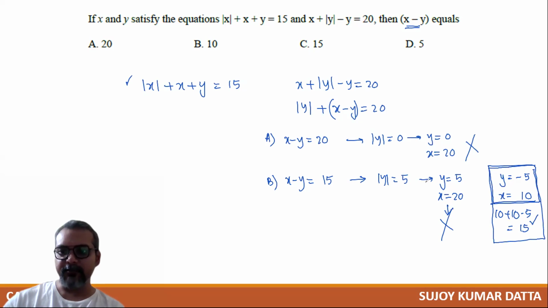So they're asking for x minus y. So x minus y is 15. So that is the third option. So instead of actually solving the two equations, we'll have to make multiple cases, right? So for x positive, one equation, for y positive, then another equation, and so on. It's better to just plug in the values and work it out. Okay, let's go to the next one.